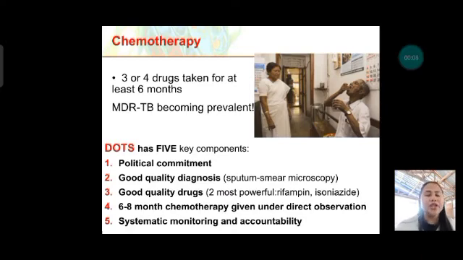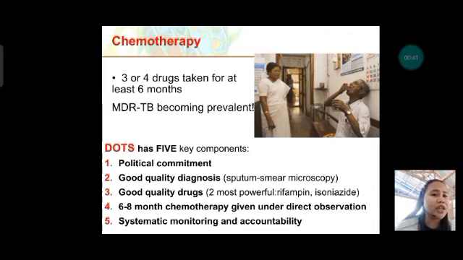So that is the pathogenesis of TB. As we have known, the prevention of tuberculosis is through vaccination with BCG, the Bacille Calmette-Guerin, an attenuated vaccine of Mycobacterium bovis, which is extracted from cows. TB diagnosis is by acid-fast staining of sputum. Then the chemotherapy of tuberculosis takes 3 or 4 drugs taken for at least 6 months.